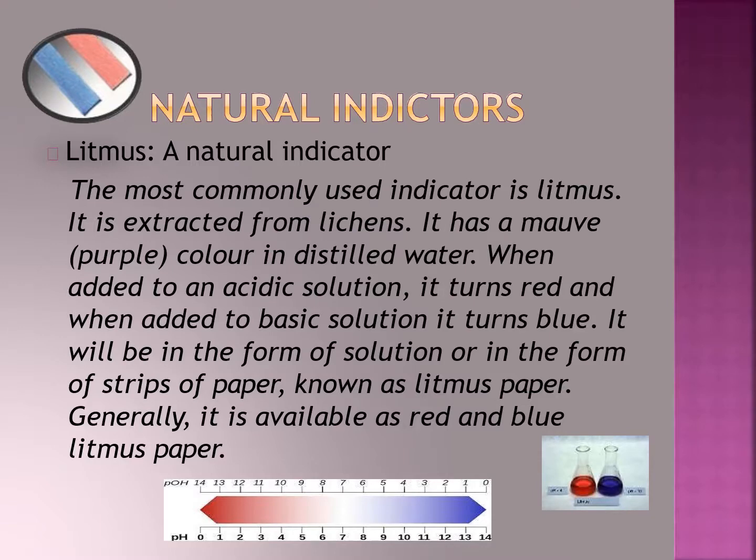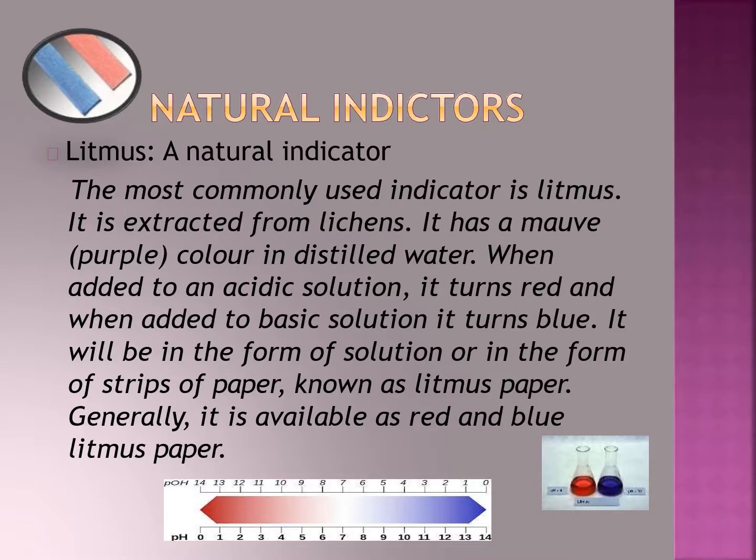It has a mauve or purple color in distilled water. When added to an acidic solution, it turns red, and when added to a basic solution, it turns blue. It will be in the form of solution or in the form of strips of paper known as litmus paper. Generally, it is available as red and blue litmus paper. In the form of strips, you can see at the top, and in the form of solution, you can see at the bottom.